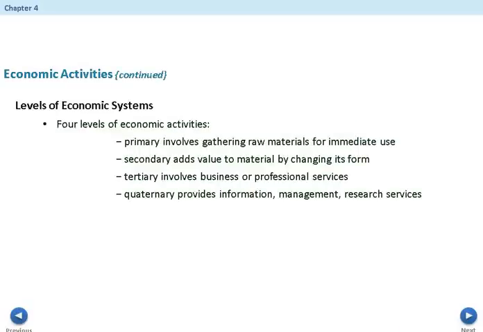Now, we also have 4 different levels of economic activity. Your primary industry is gathering raw materials for immediate use.